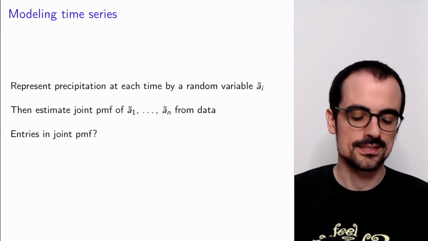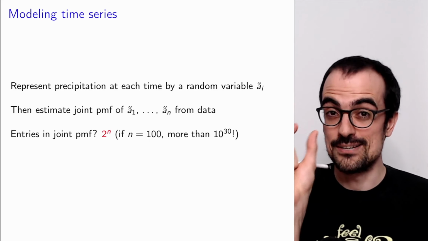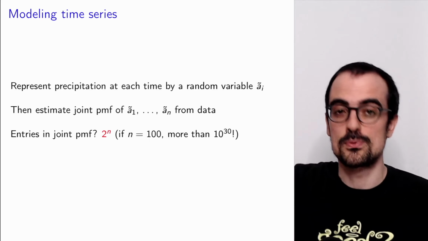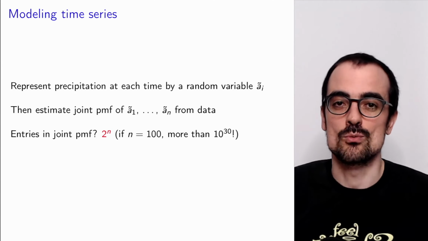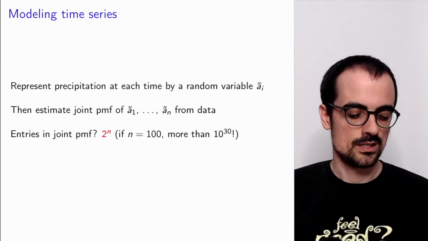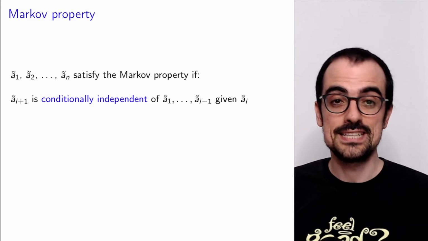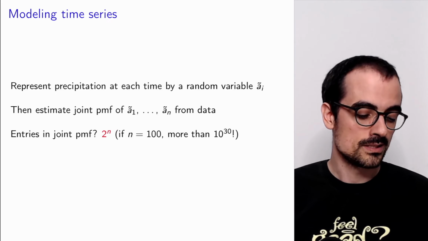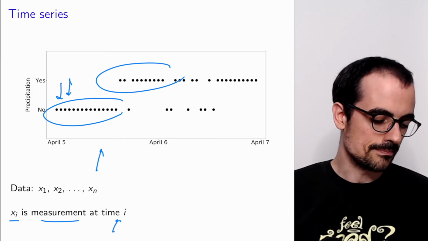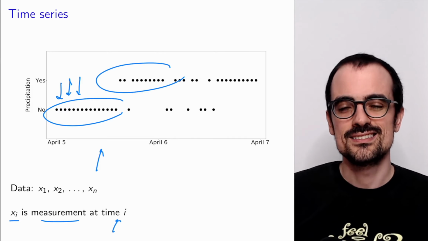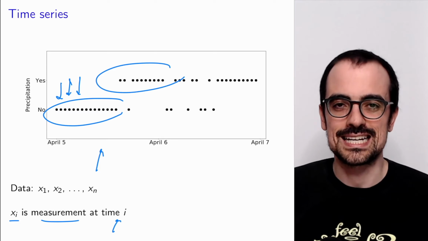Well, what happens is that the entries in the joint PMF again are 2 to the n. So unless you have a very ridiculously short time series, this is going to explode exponentially. It's going to be impossible to estimate this joint PMF. Again, we run into the curse of dimensionality. So what do we do? Well, we can assume independence, but if you assume independence in this problem, you're basically saying that all of these are independent from each other. You're not really modeling the time structure, which kind of defeats the purpose of actually modeling a time series.